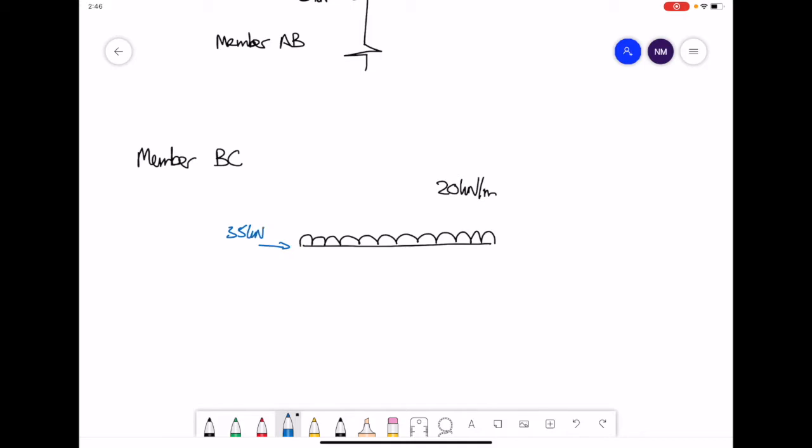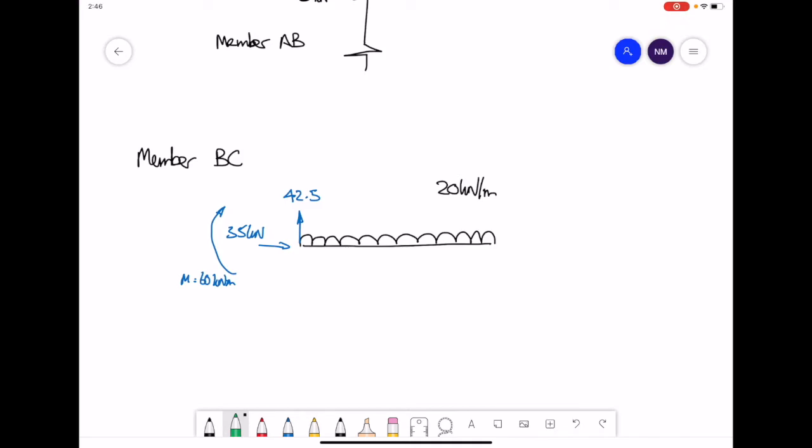We have a 42.5 kilonewtons going upwards, and we have a clockwise moment of 60 kilonewton meters. Now consider equilibrium for the beam.